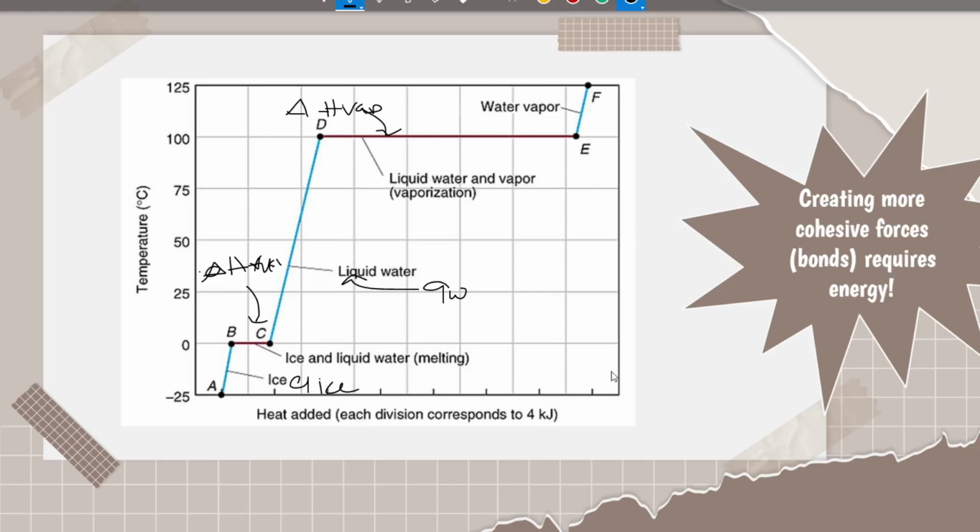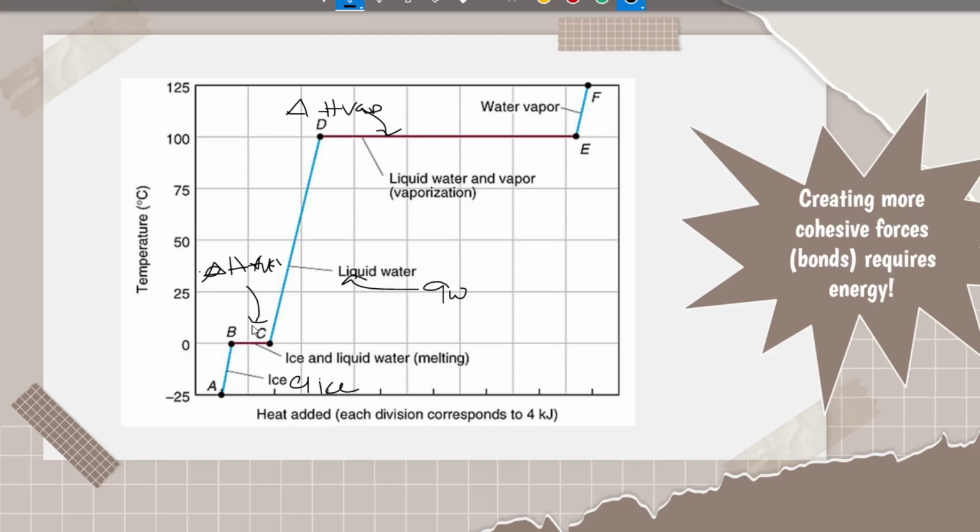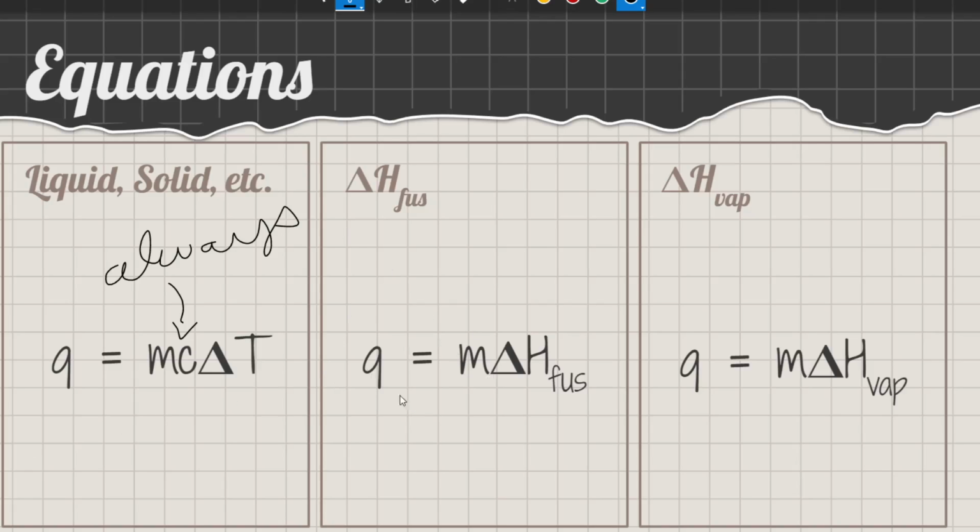Again, remember, creating more cohesive forces requires more bond energy. So if you're creating more cohesive forces, you're going to require more energy. Breaking them requires just as much energy. Now, when we're looking at this, you're always going to be given C here, at least for right now. But to calculate Q, you're going to have your mass and your change in temperature. So if I was going from 25 to 0, my change in temperature would be 25 degrees Celsius.